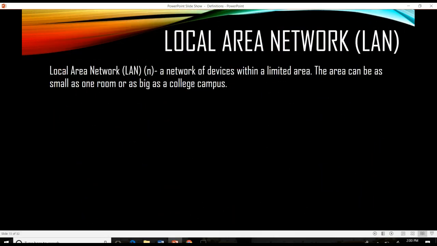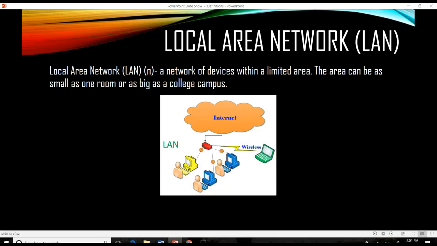Now we're going to move on to a local area network, which is a LAN. A local area network is a network of devices within a limited area. The area can be as small as one room or as big as a college campus. Right now in my house, I have a LAN set up. I have 3 or 4 computers with a bunch of tablets and a bunch of phones, and everything's connected to the internet. So it's a network of devices within a limited area. It's just my house, so that's my own individual LAN.